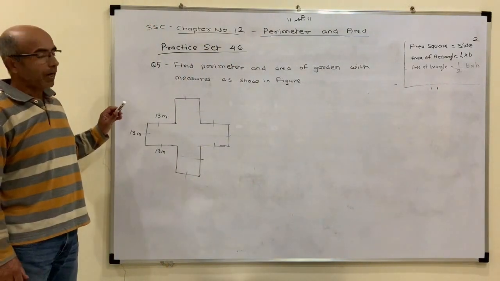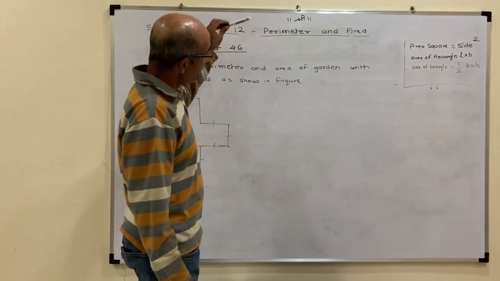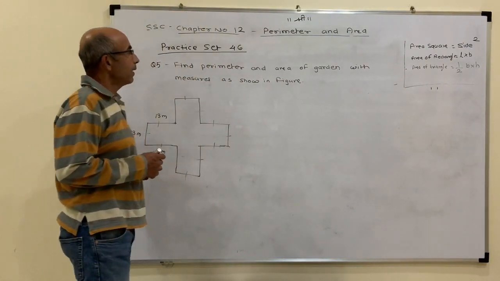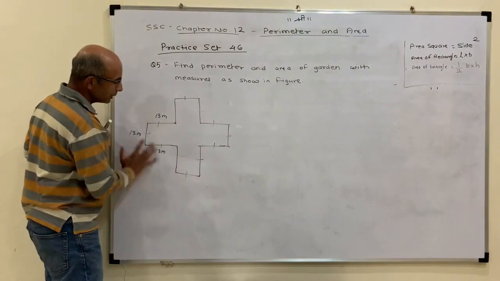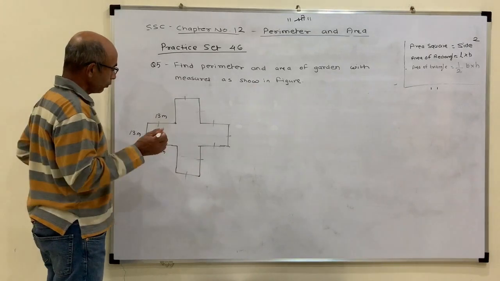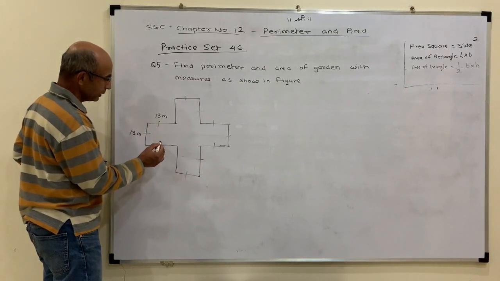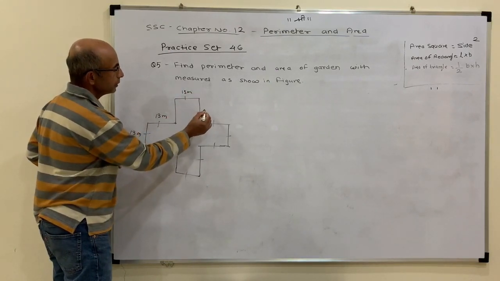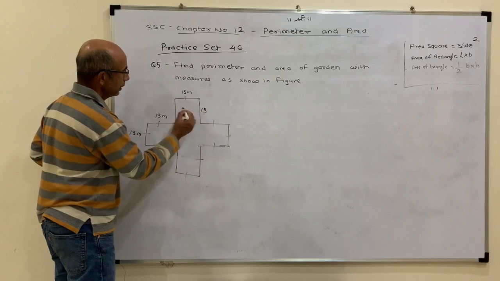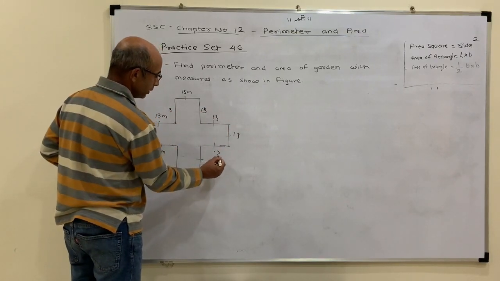Question 5: find the perimeter and area of a garden with measures as shown in the figure. So this is the shape of the garden. This side is 13 meters, this is 13 meters, this is 13, this is 13, this is 13. All are identical.